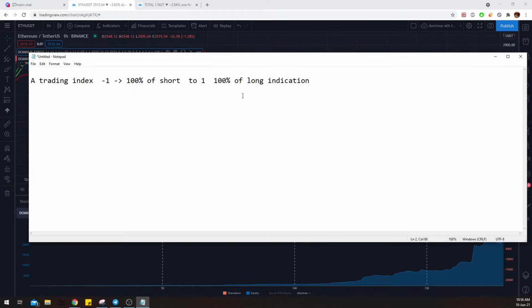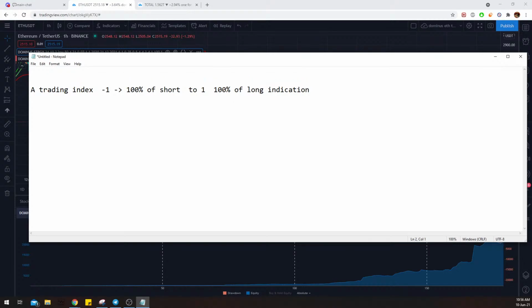So in this case, as you may know, it doesn't matter if you are going to use my manual approach or my premium products or my free products, I am always, and I will always be, a trend trader.